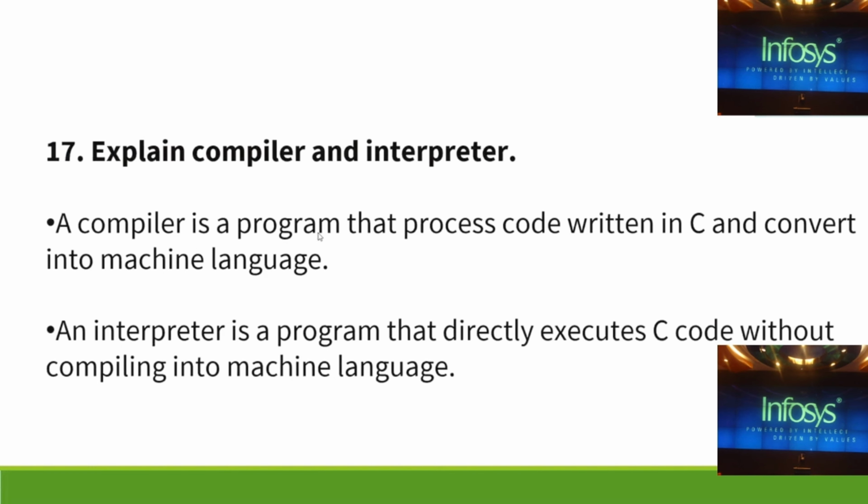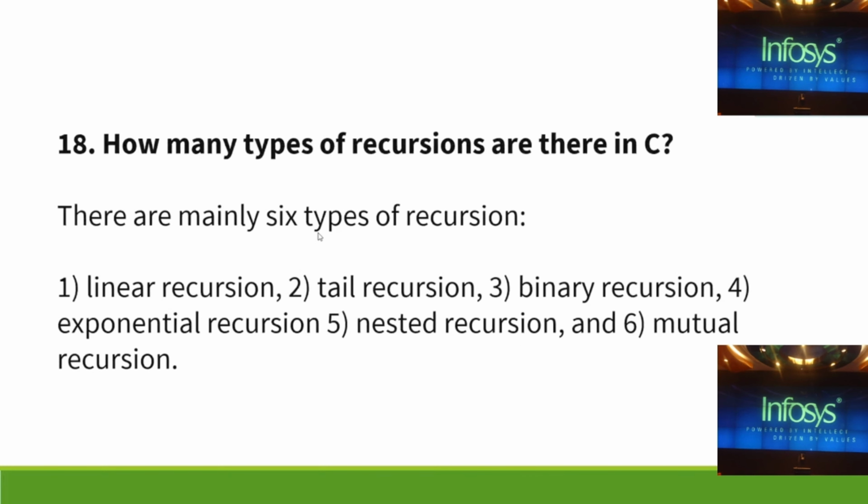So explain the compiler and the interpreter. What is a compiler? A compiler is a program that processes the code written in C and converts it into machine language. So that is converting the programming language to the machine language, that is the compiler. And the interpreter is a program that directly executes the C code without compiling it into machine language. So you can remember this compiler and interpreter concept also.